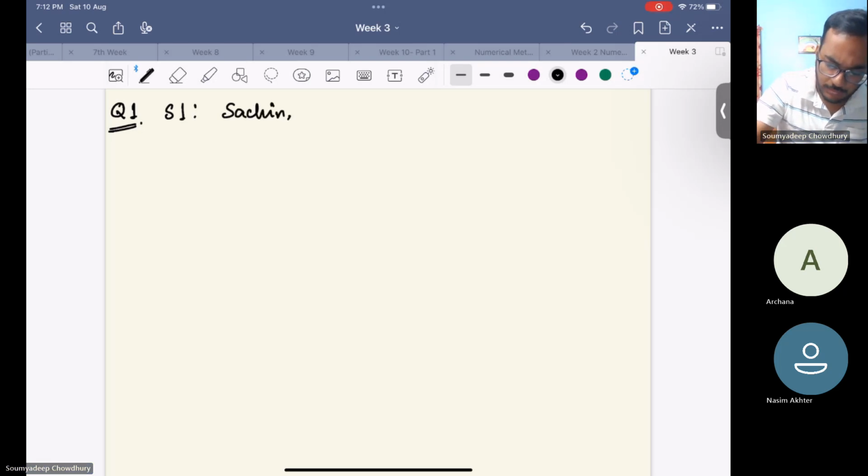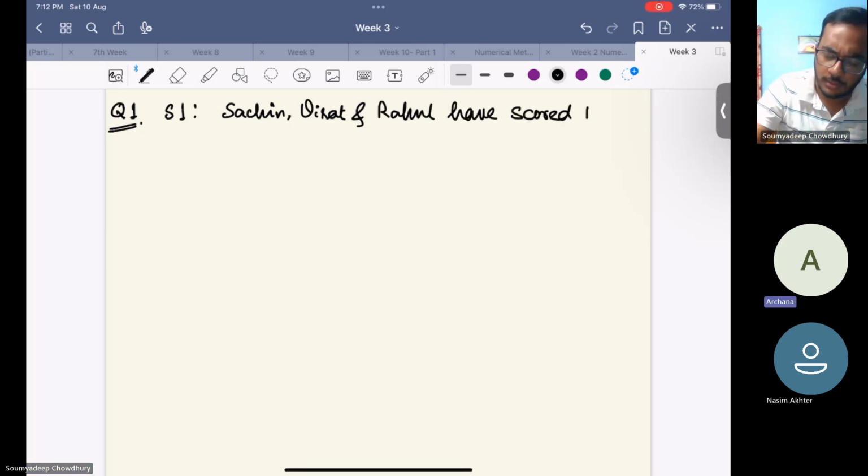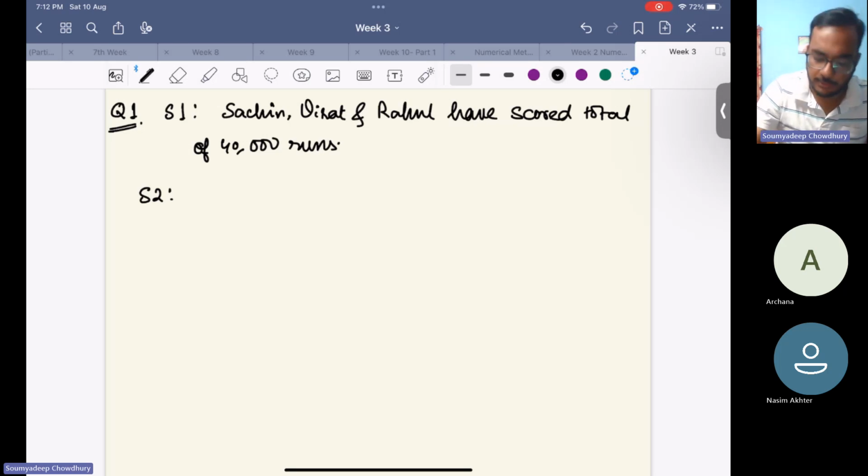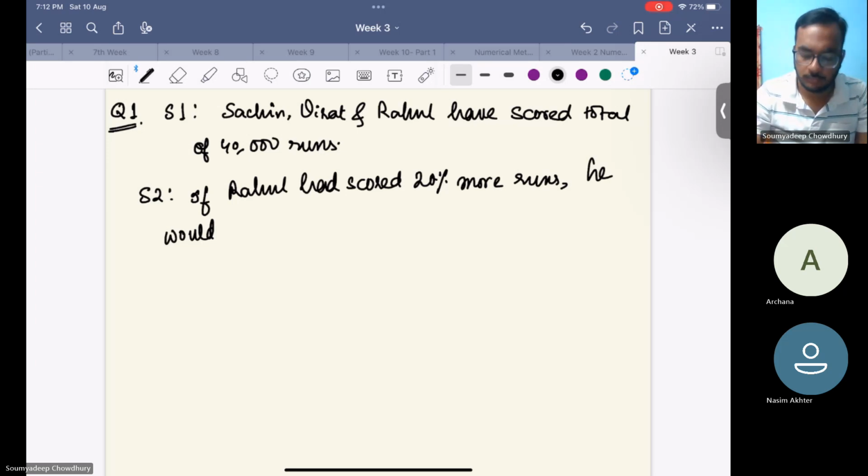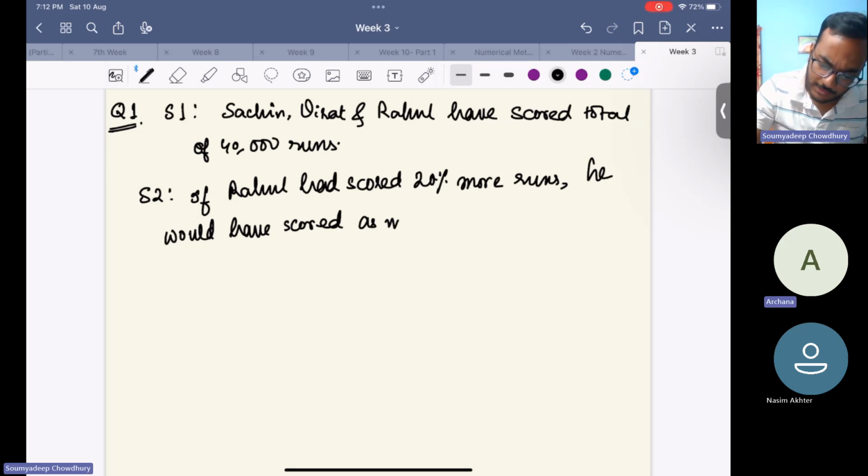Sachin, Virat, and Rahul have scored a total of 40,000 runs. The second statement says if Rahul had scored 20% more runs, he would have scored as many runs as Virat.